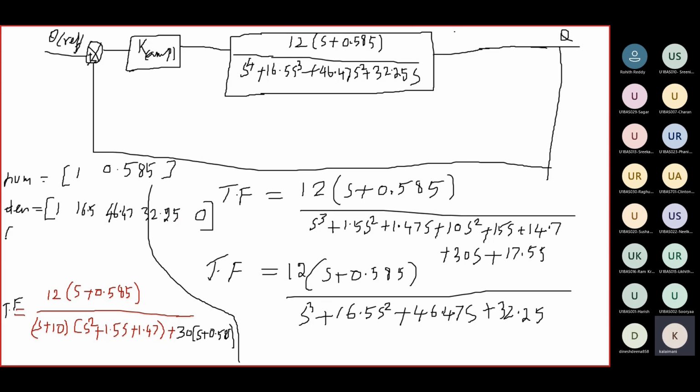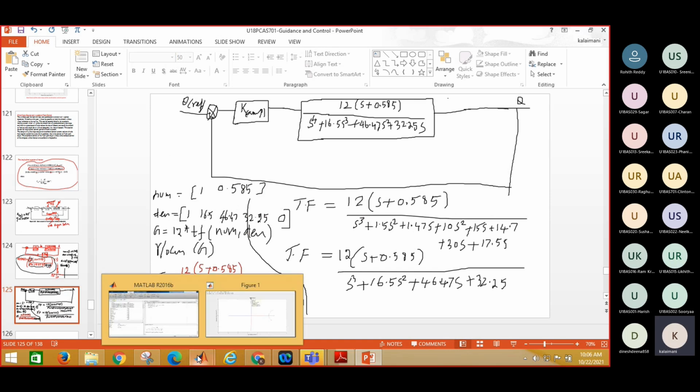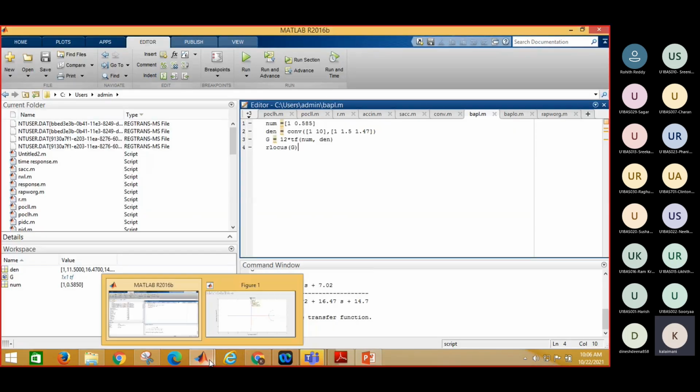Now if you consider this whole thing as G, then G is equal to 12 times my transfer function TF, where I define numerator comma denominator. Now I sketch the root locus of my G. I use this command, then we sketch the root locus for the outer loop control system. Go to MATLAB, choose this one.